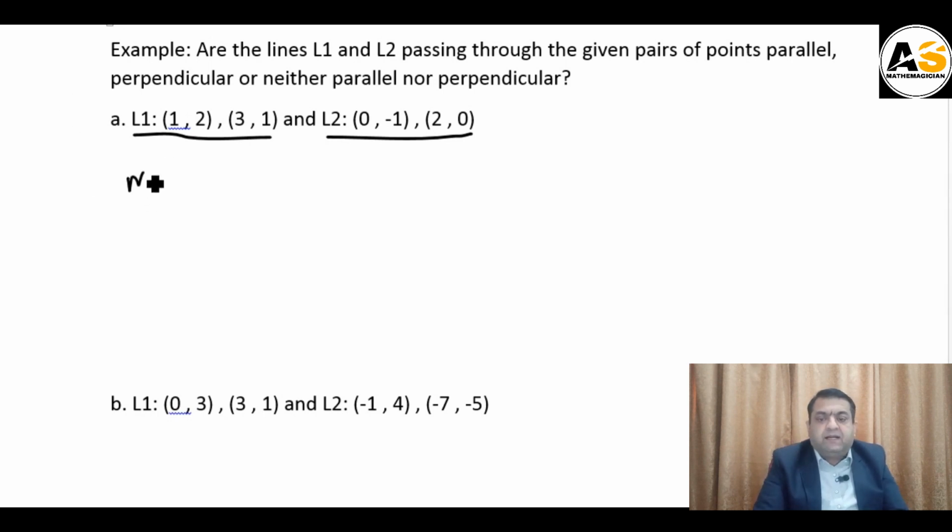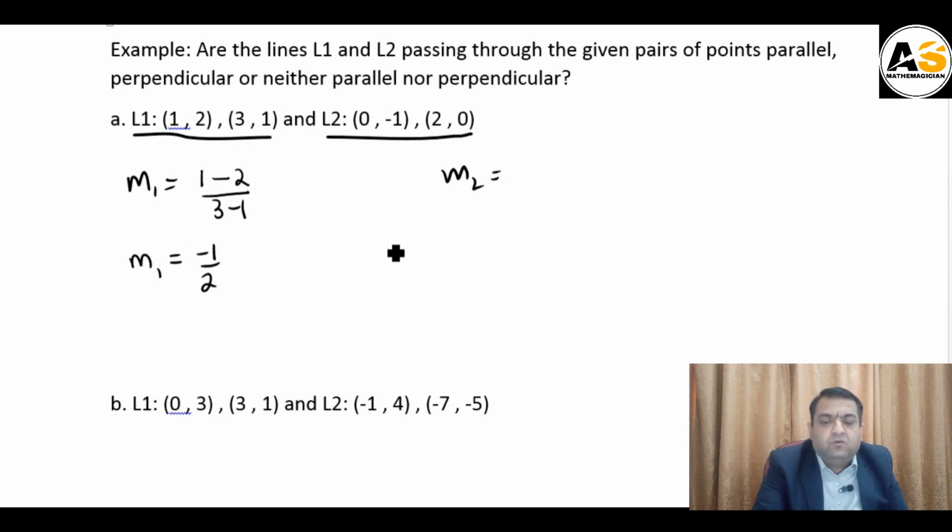So in the first part, let us find the gradient of the first line and gradient of the second line. What is x1? 1, y1, 2, x2, 3, y2, 1. Put in the formula y2 minus y1 over x2 minus x1. What will I get? -1 over 2. This is the gradient of the first line. For the second line, x1, y1, x2, y2. This will be y2 minus y1 over x2 minus x1. This will be 1 over 2.